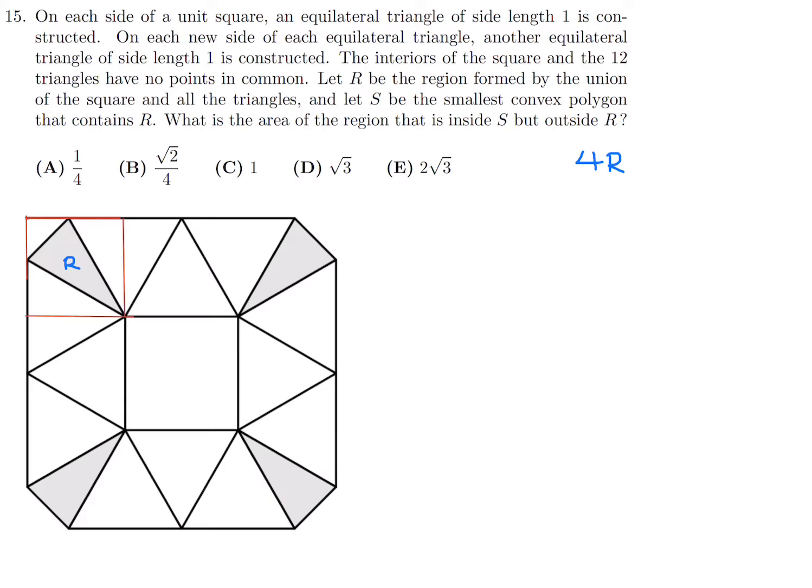I'm going to concentrate on this square right here. That square will allow me to figure out R. R is going to be the square minus the 3 little triangles, which I'll call 1, 2, and 3. So the square minus 1 minus 2 minus 3 will give me R. Then I multiply it by 4, and I'm done with the question. I hope that makes sense.